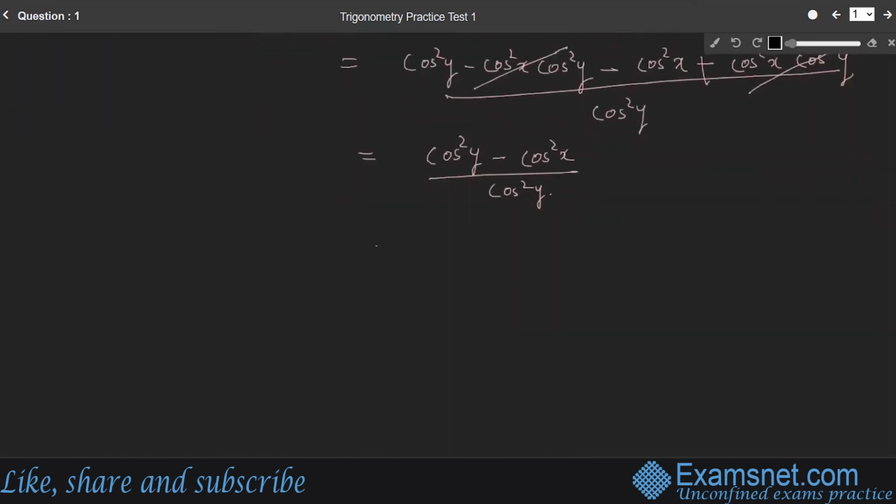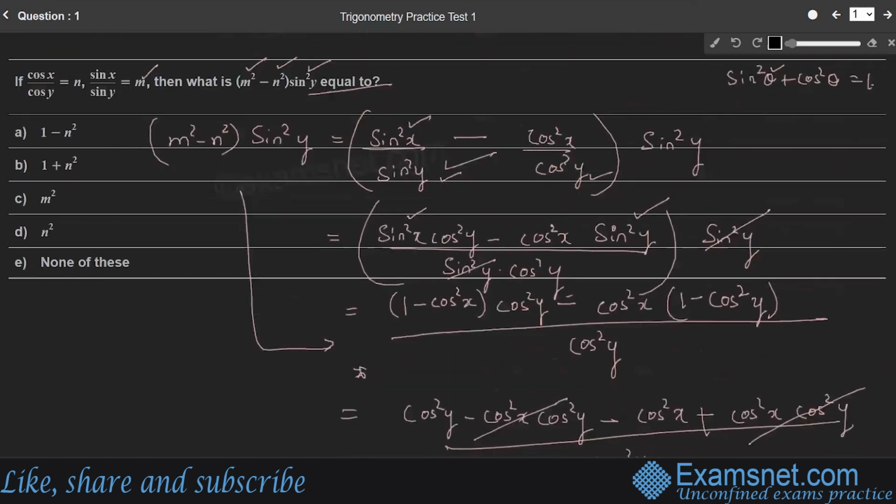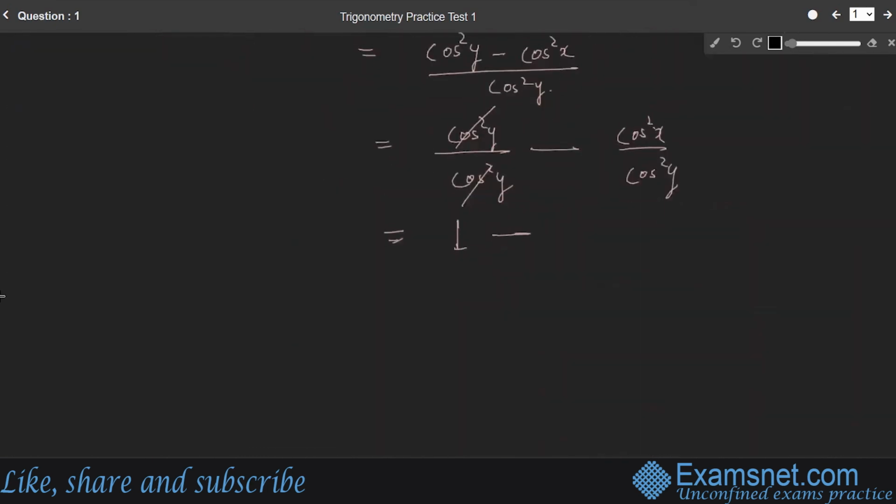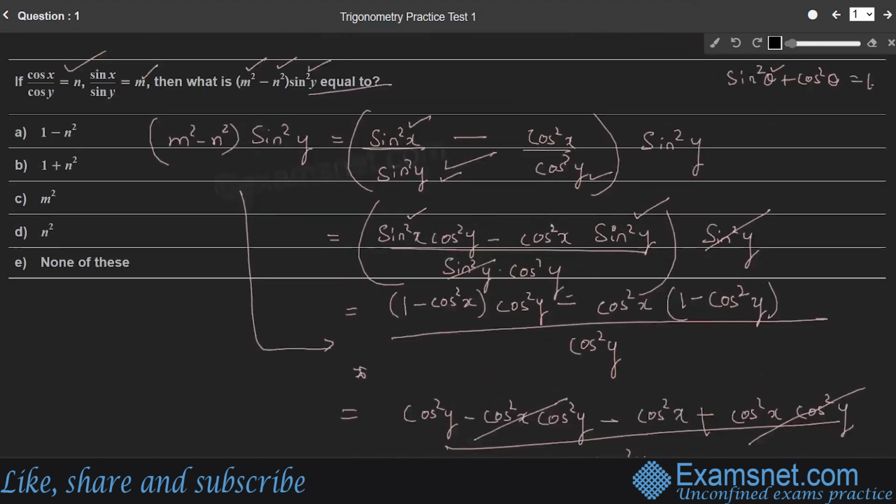So this can be written as cos square y by cos square y minus cos square x by cos square y. So cos square y by cos square y is equal to 1, minus, since cos x by cos y is equal to n, cos square x by cos square y can be written as n square. Therefore, the answer is 1 minus n square. So look at the options. Option A is the right answer.